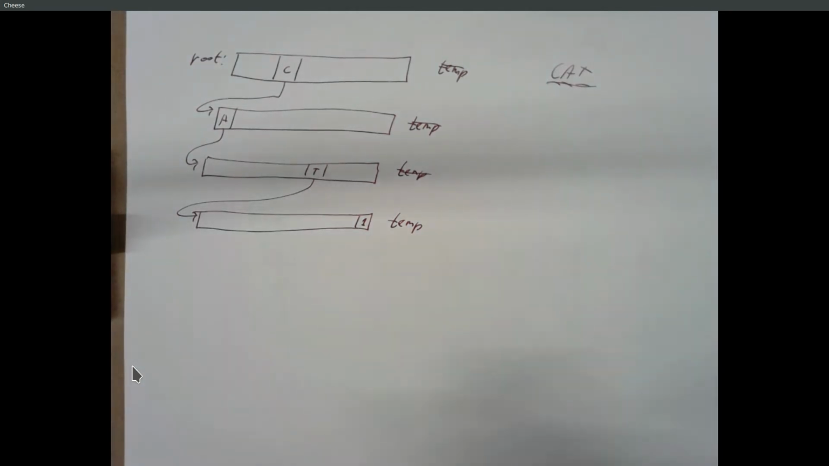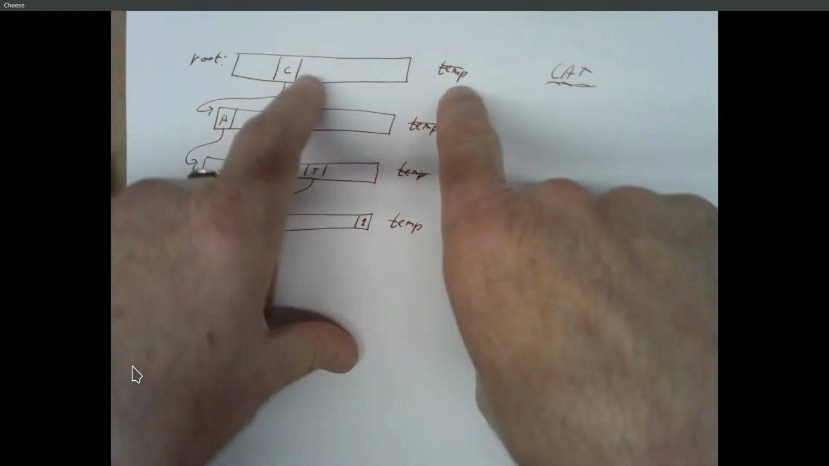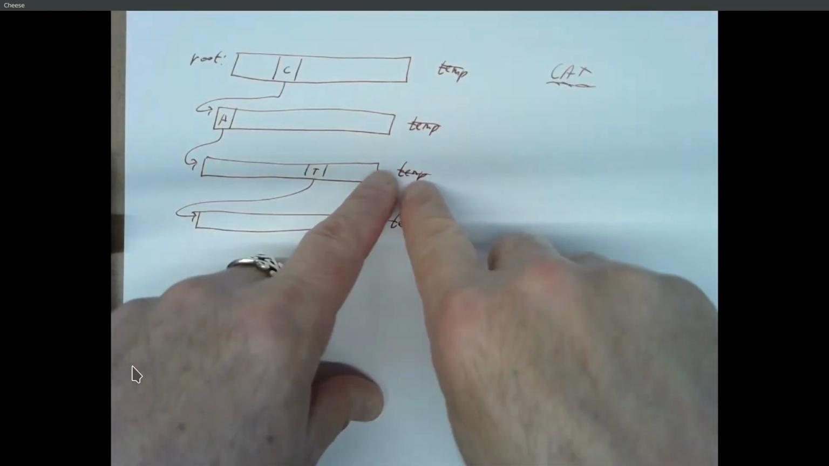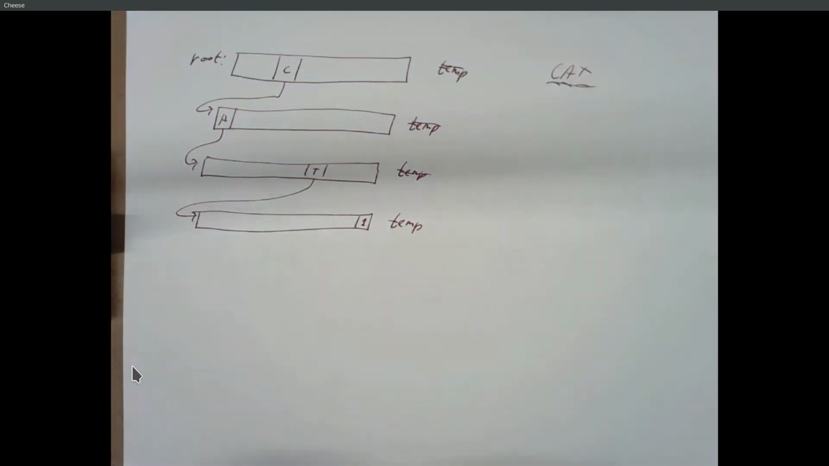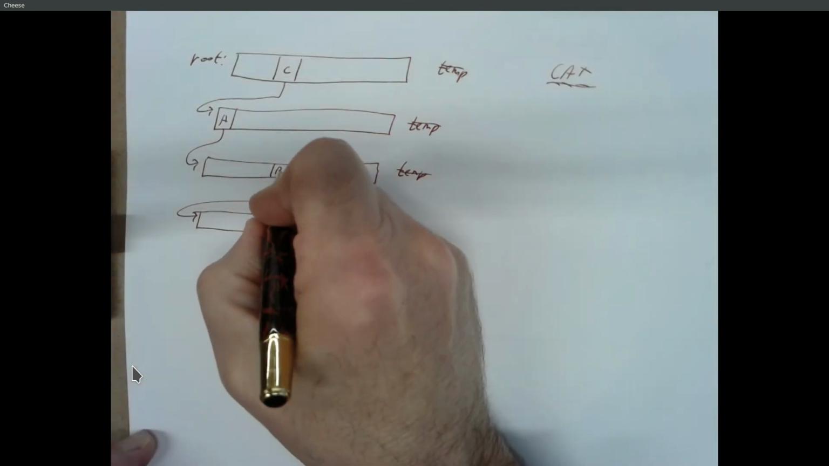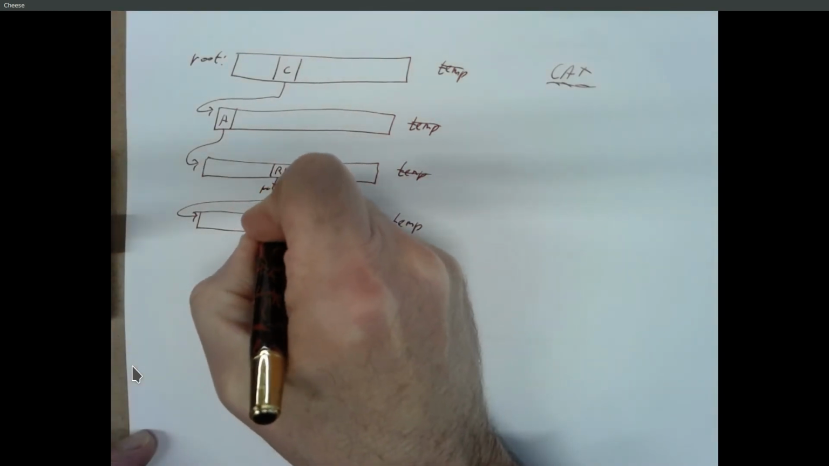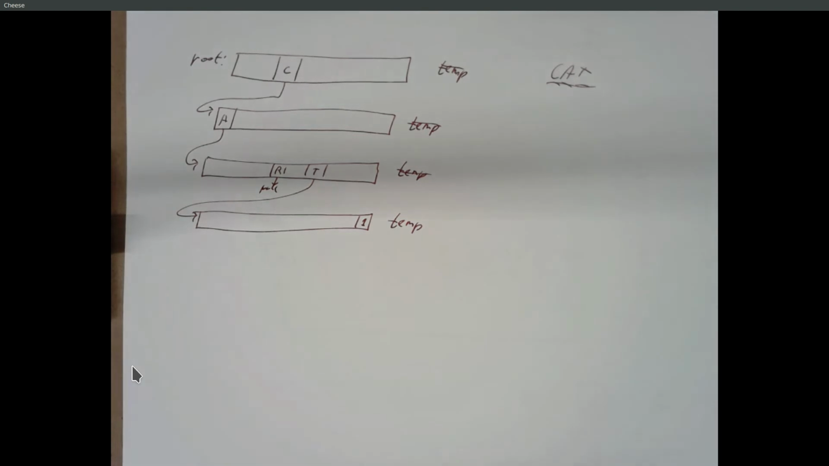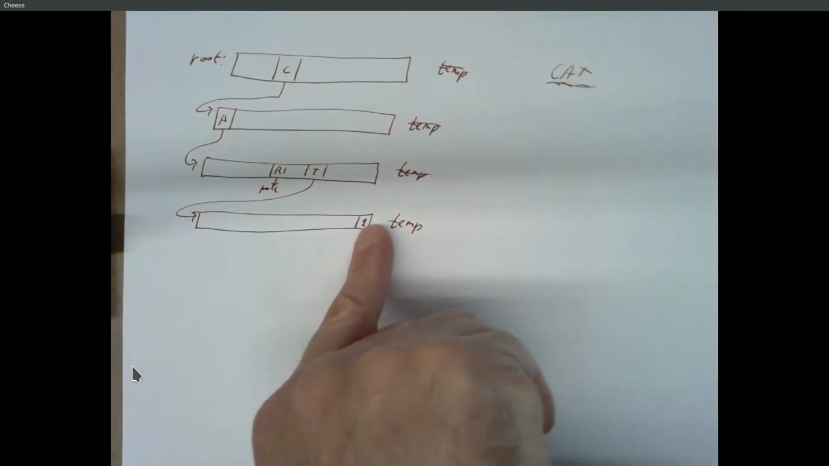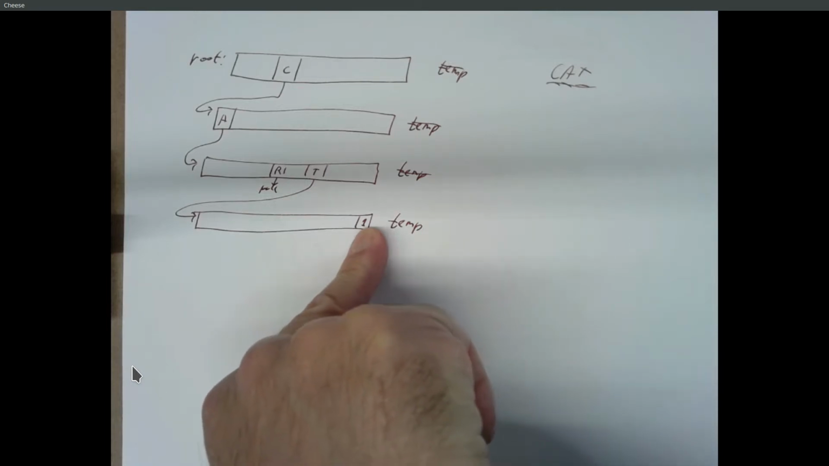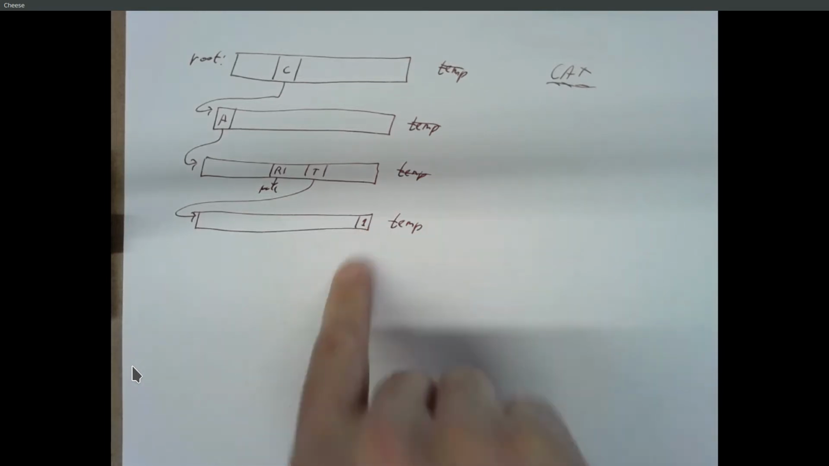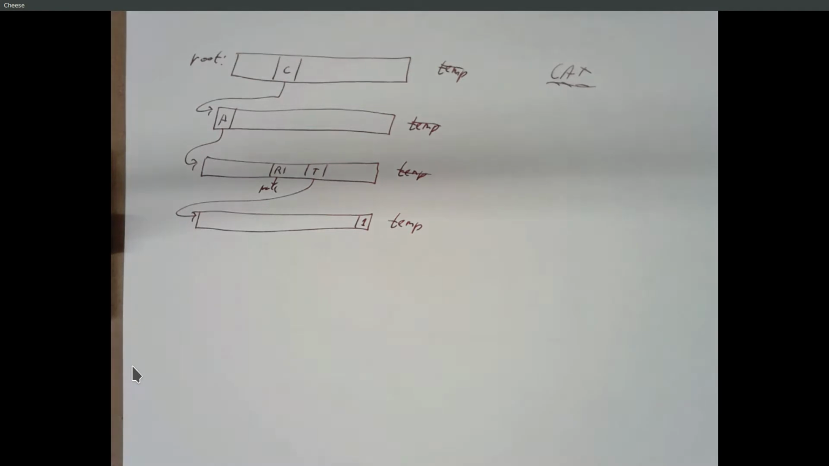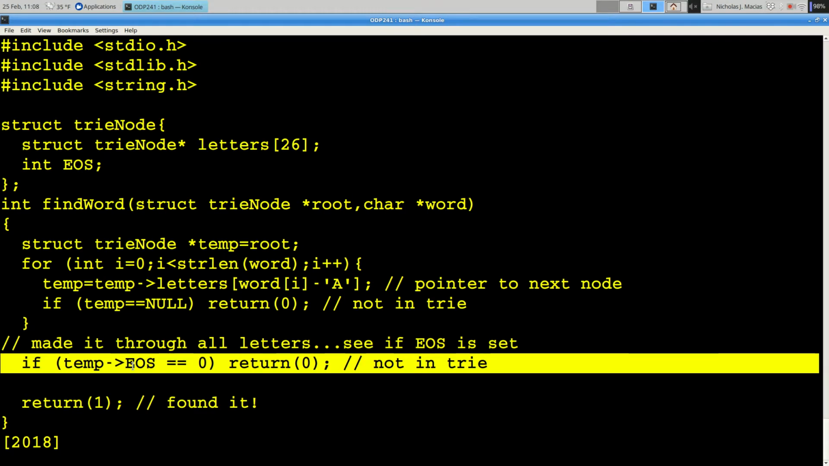So if you're searching for car, C temp would come down here, A temp would come down here, R temp would be equal to null, and we'll exit right away. And if we come all the way down, but this is a 0, cat's not in there, but cats might be, and so we'd return a 0 saying the node's not in there.